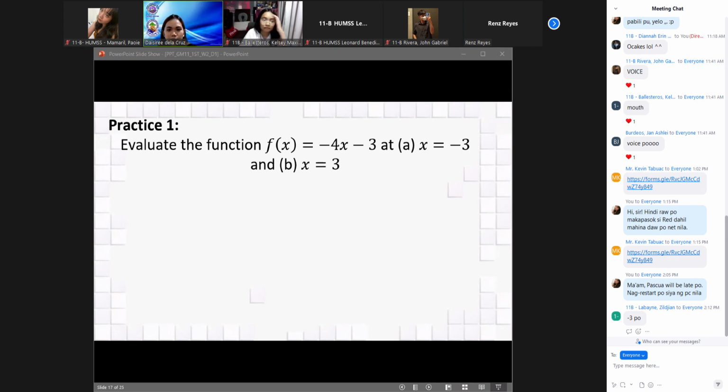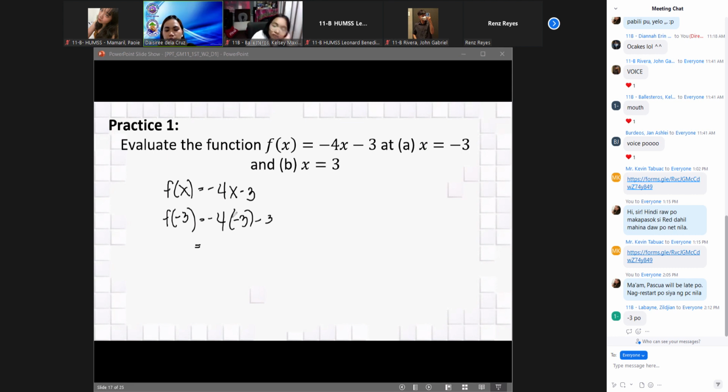Okay, sige, let's check if yung answer nyo is correct. So again, yung first input natin is yung for letter A. x is equal to negative 3. And then our function will be f of x is equal to negative 4x minus 3. Okay? Kokopyahin lang natin yung function para hindi natin makalimutan. And then after that, substitute lang natin yung value ng x. So f of negative 3 is equal to negative 4 times negative 3 minus 3. Then simplify.